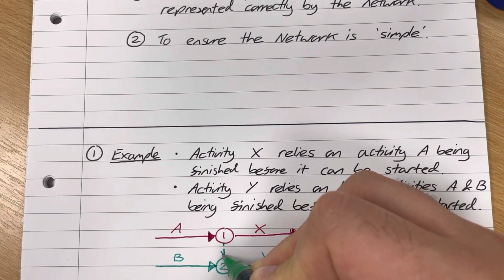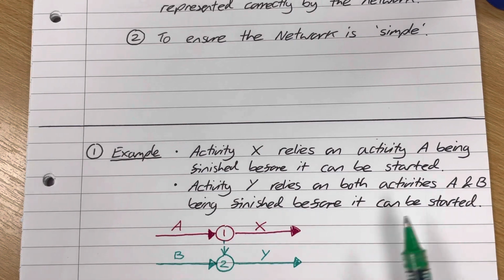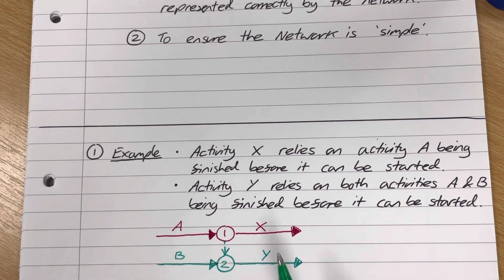Now, a dummy arc is a dotted line, like so. It will have an arrow. All arcs on a CPA network will have an arrow. But this node now represents activity B and activity A. So what it does is it maps any inputs into this node and projects them onto this node as well. So now this situation represents exactly my criteria, that activity X relies only on A and activity Y relies on A and B. Okay, so that is the first reason for a dummy arc.